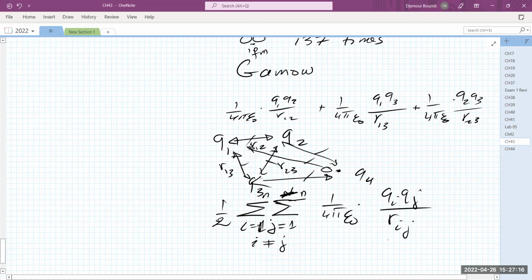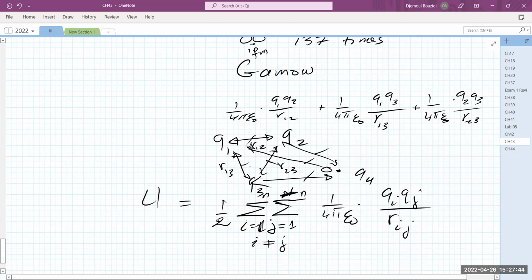If I have n particles that are interacting, this is the potential energy for them. The 1/2 is necessary because in the summations I start from 1 to n, and in here I start from 1 to n also, where I'm imposing that i and j cannot be equal. So I have to skip those terms because then I'm dividing by 0. I'm going to count double.